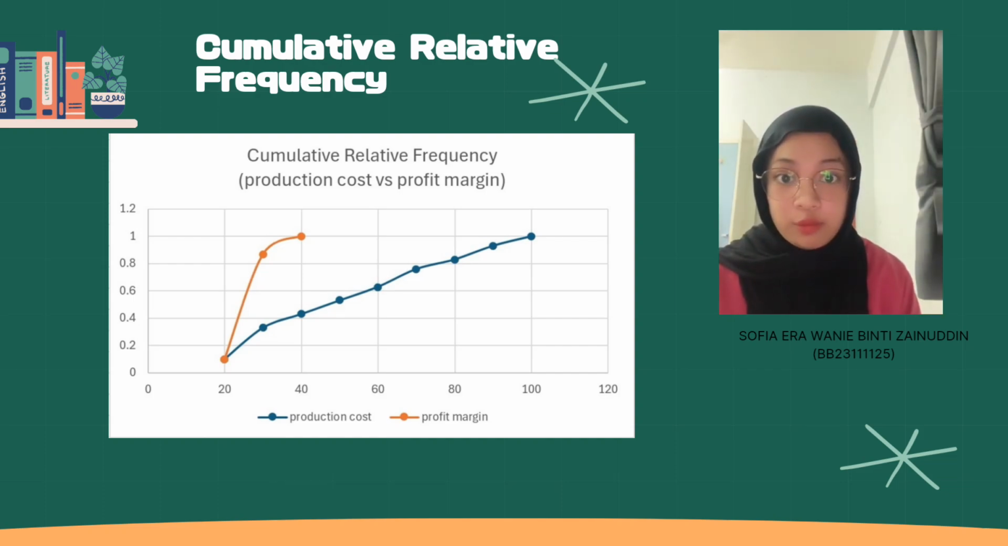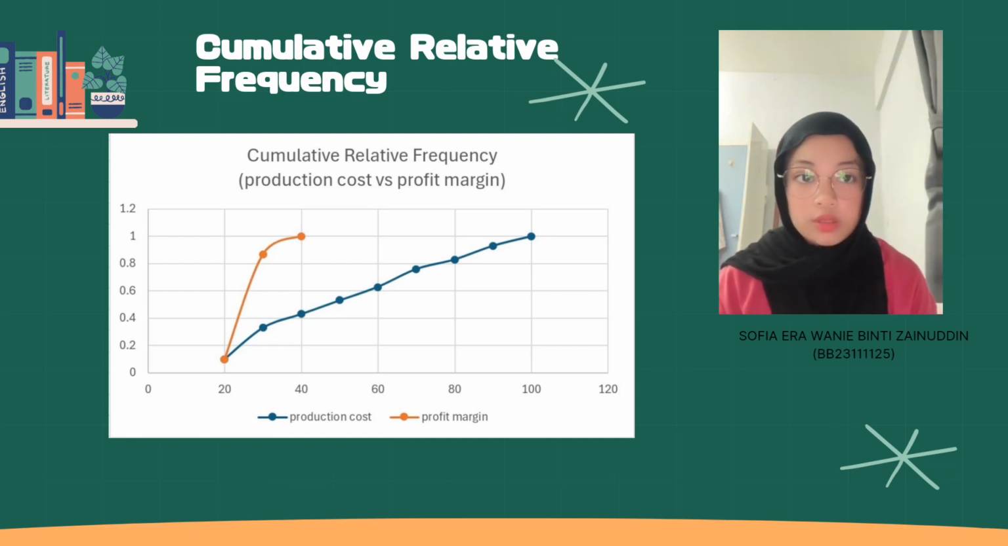Let's start with the profit margins. At first, the line rises very quickly between 10 and 30. This means most of the profit margins are small, happening in this range. After 30, the orange line becomes flat. This shows that very few or no profit margins are higher than this point. In simple words, most of the profit is concentrated in the lower range of values.